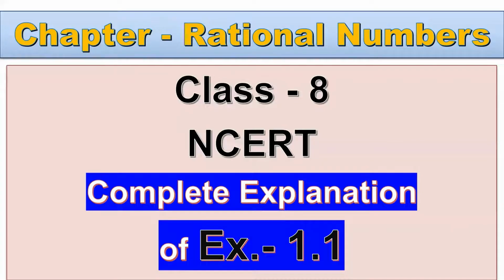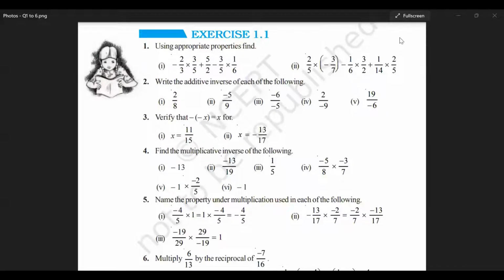So in this video, we are going to discuss class 8 NCERT book, exercise 1.1 of chapter rational numbers. So let's have a look at exercise 1.1. So this is exercise 1.1. You may check out question number 1 from here, that is using appropriate properties.